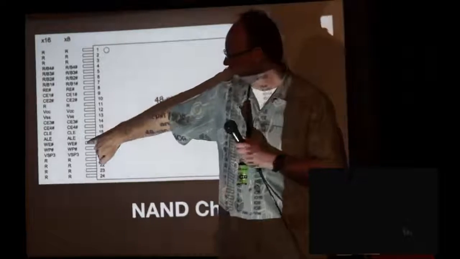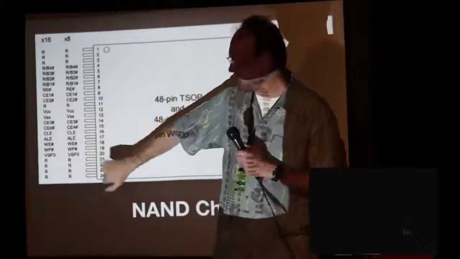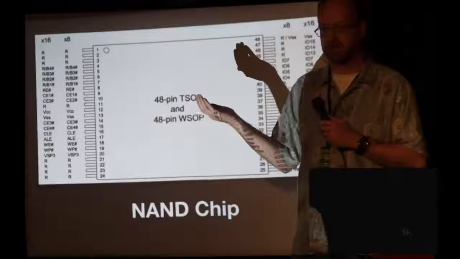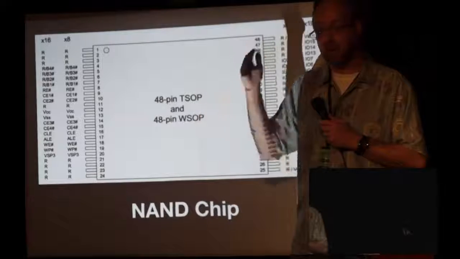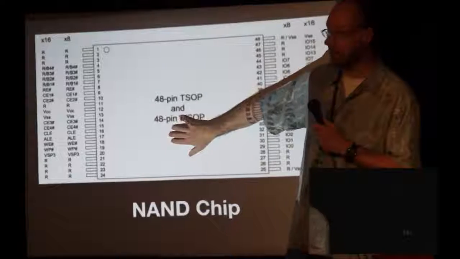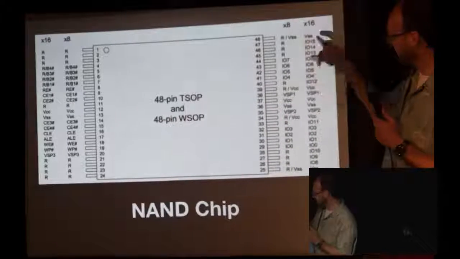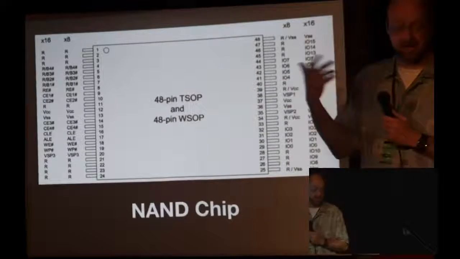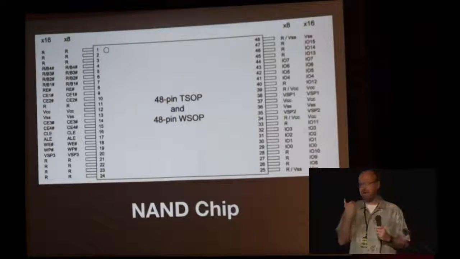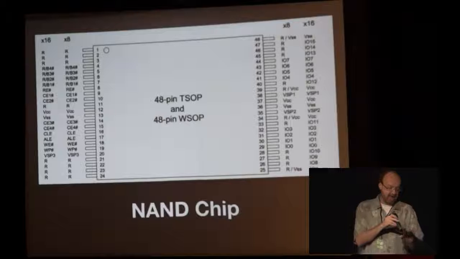If I drive that line right there, pin 19, low, you can't write to that chip. No one's allowed to write to it. So I can physically prevent anybody from writing to that flash. All of these lines are the I/O for data and address and things of that nature.